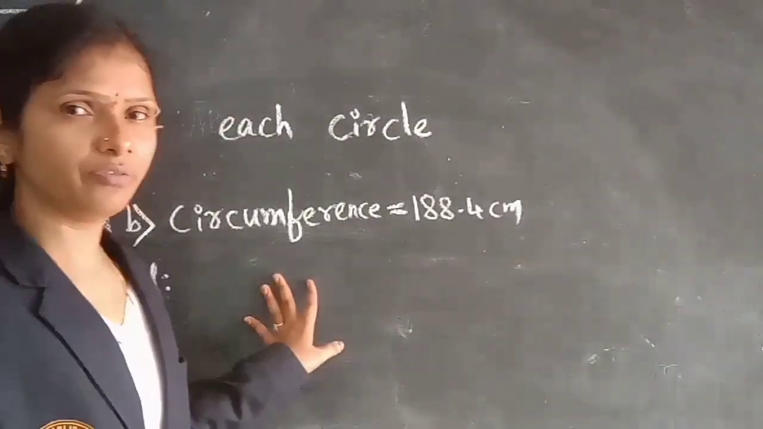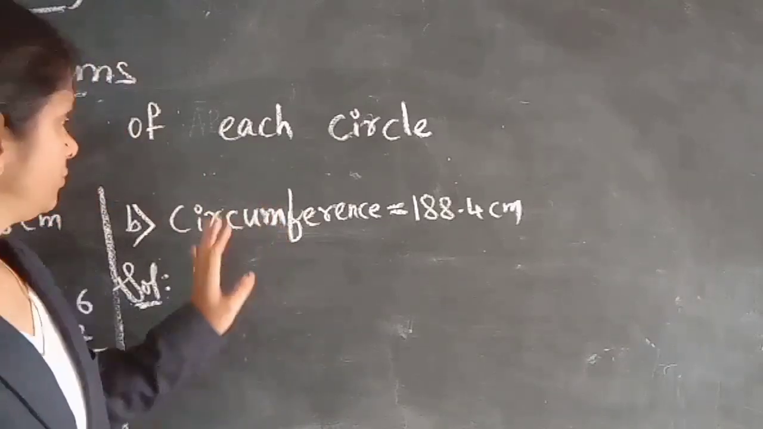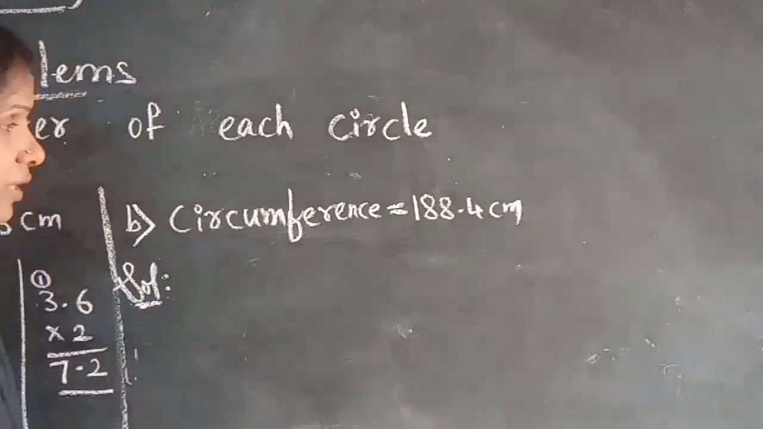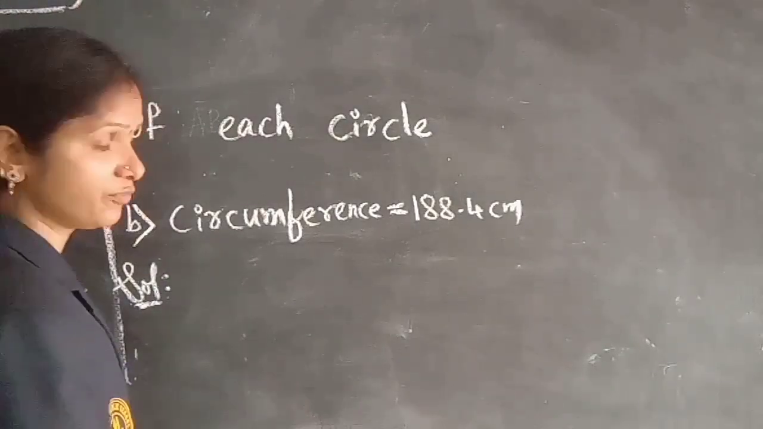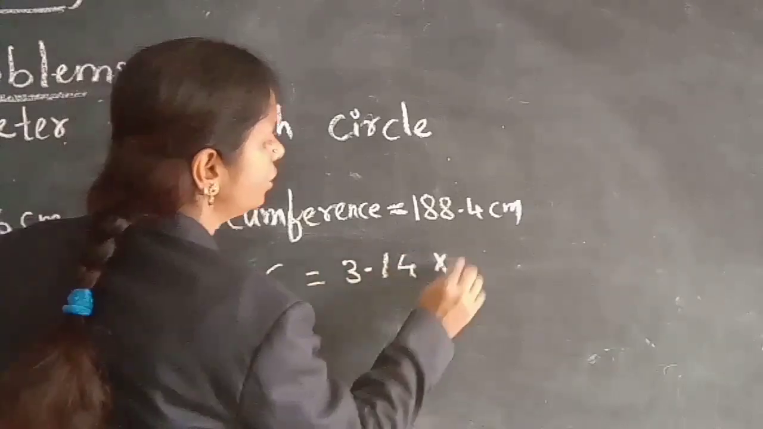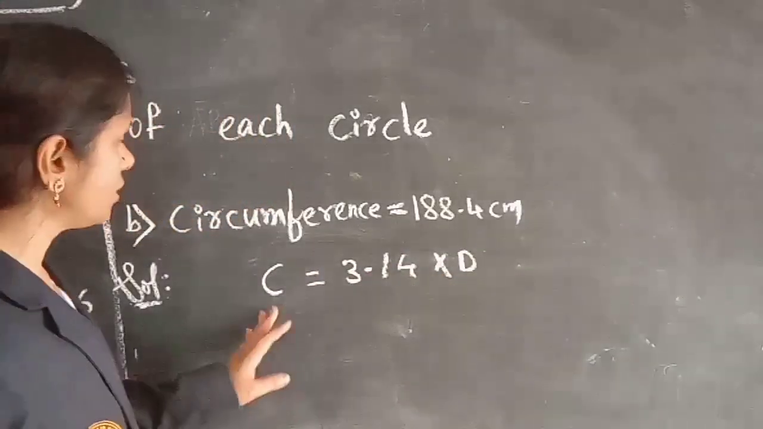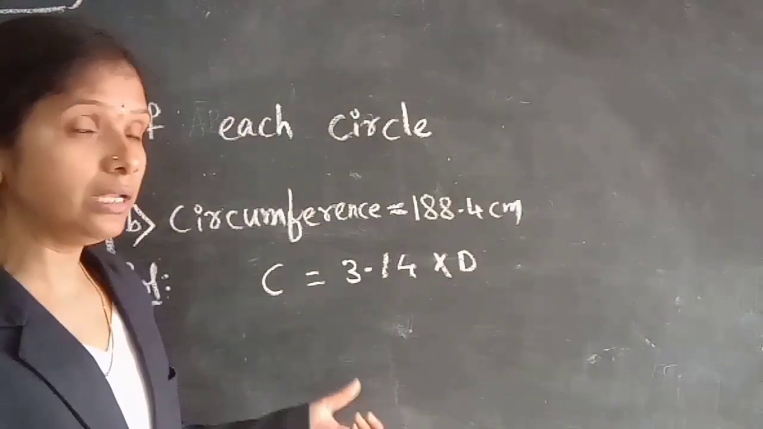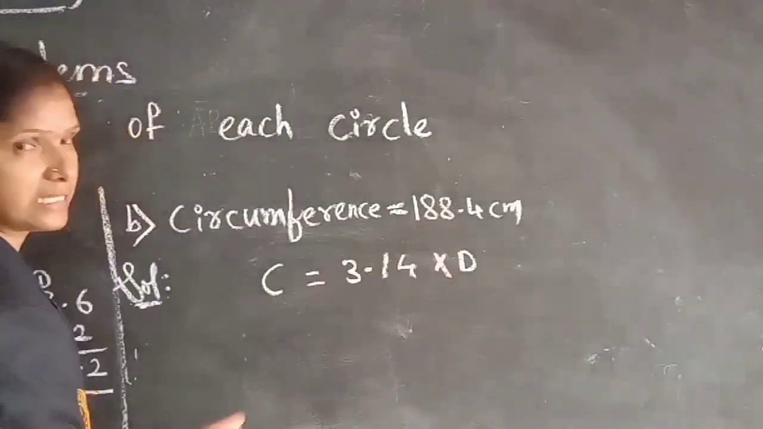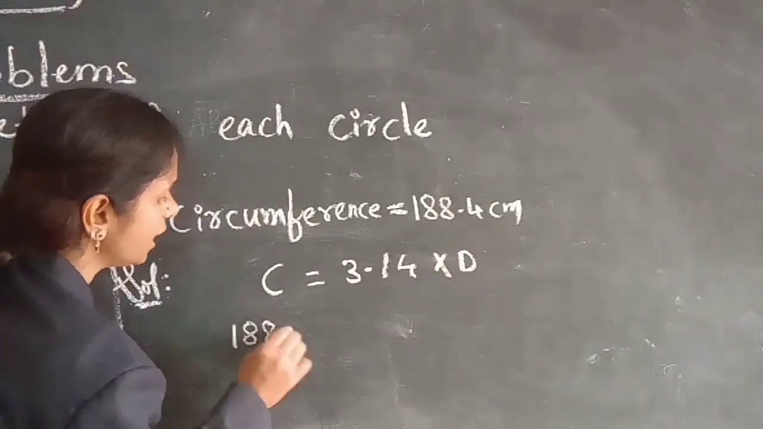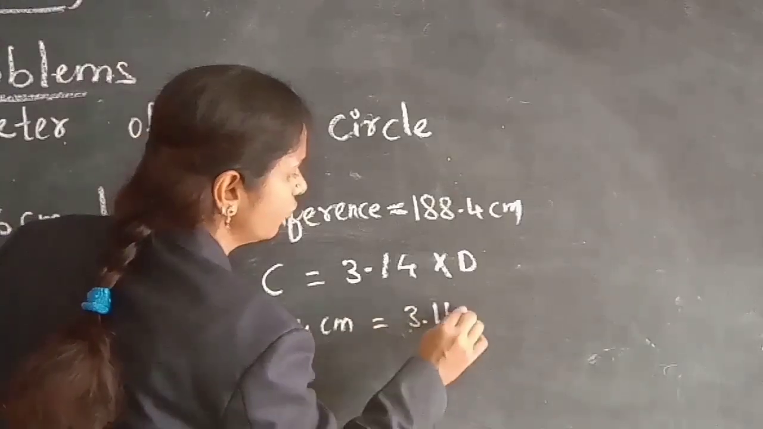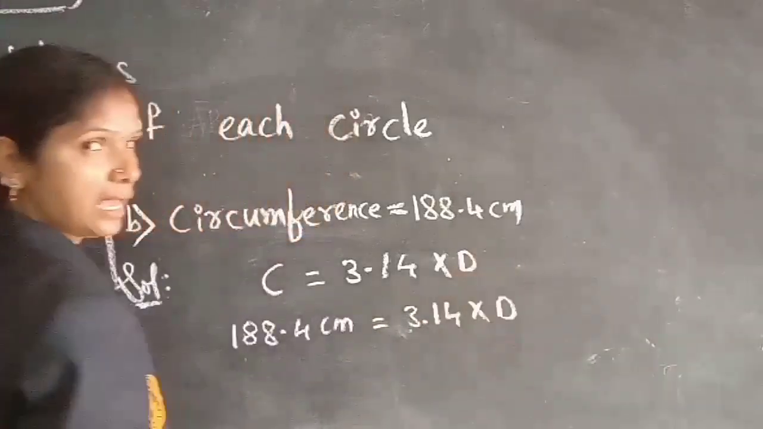Yes children, now we are finding the diameter by using the circumference value. Already I told you about the circumference. When the circumference is given, what's the formula? Circumference is equal to 3.14 into diameter. This is the formula of the circumference and diameter. But here we need to find the value of the diameter. So the circumference is given here, 188.4 centimeters is equal to 3.14 into diameter.